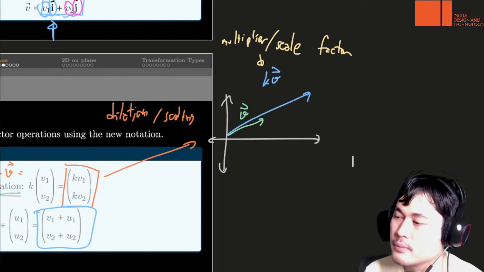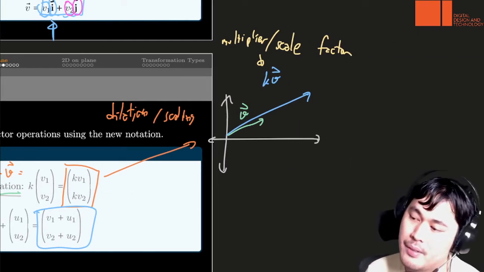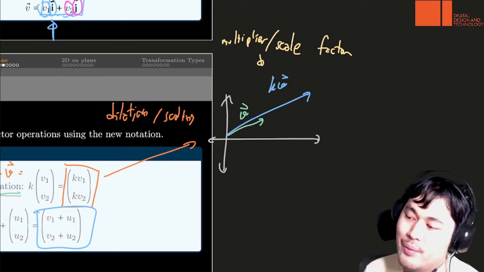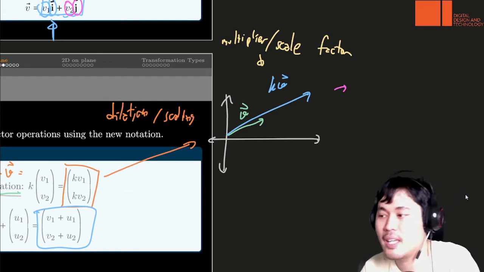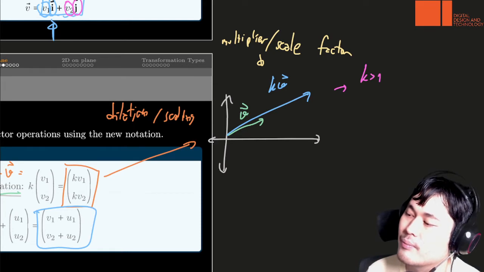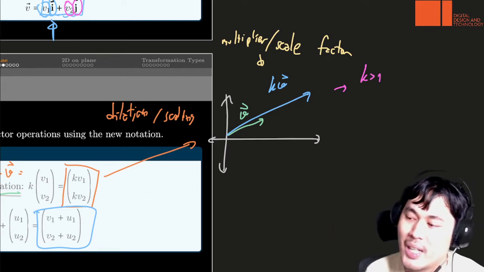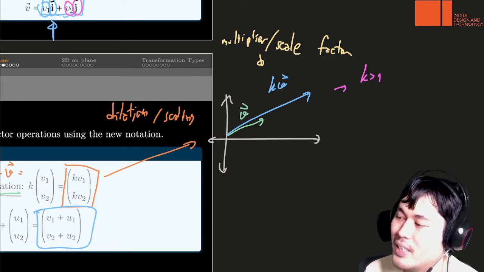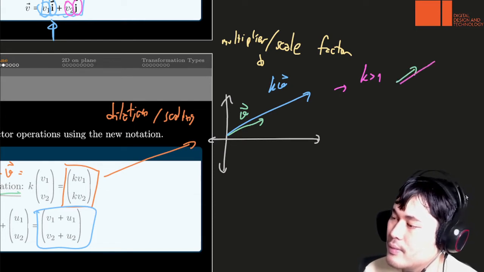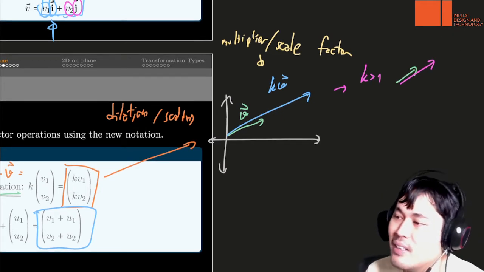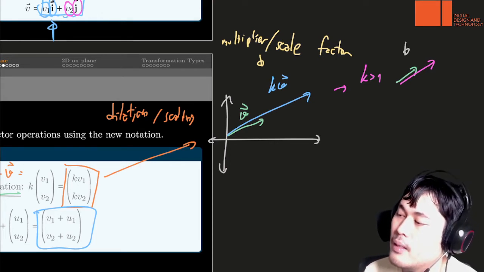And yeah, it depends on k. Likewise, we can make some observations about k. If k is greater than 1, it means the scale is greater than 1. Once you have that, you should get a vector that is longer. Maybe a bit longer, maybe much longer, but in any case, they still share the same direction.